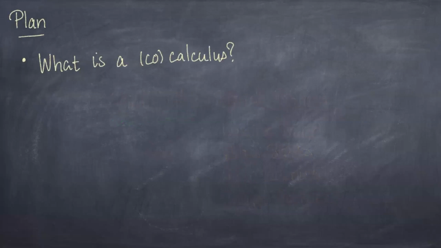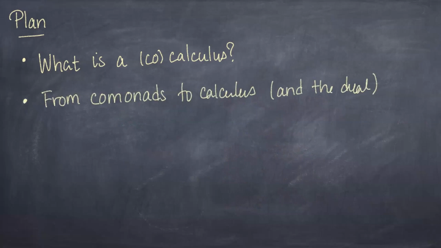So I'm going to start by talking about what is a calculus or a cocalculus in general, and then talk about how we can go from comonads to calculus and the dual, from monads to cocalculus. And I'll explain on the way what monads and comonads are, because I know this is a very mixed audience.